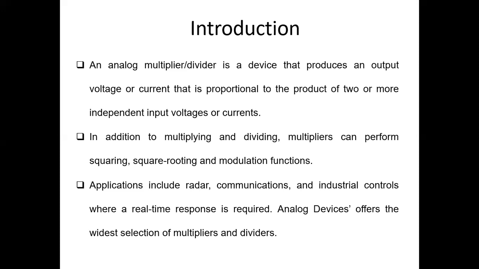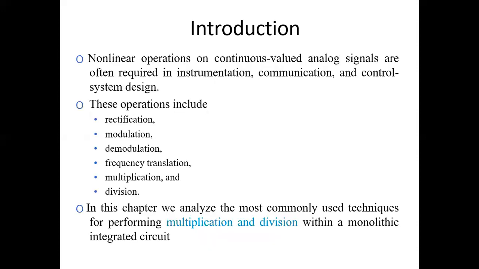Introduction to analog multiplier. An analog multiplier or divider is a device that produces an output voltage or current that is proportional to the product of two or more independent input voltages or currents. In addition to multiplying and dividing, multipliers can perform squaring, square root, and modulation functions. Applications include radar, communications, and industrial controls, where a real-time response is required. Analog Devices offers the widest selection of multipliers and dividers.